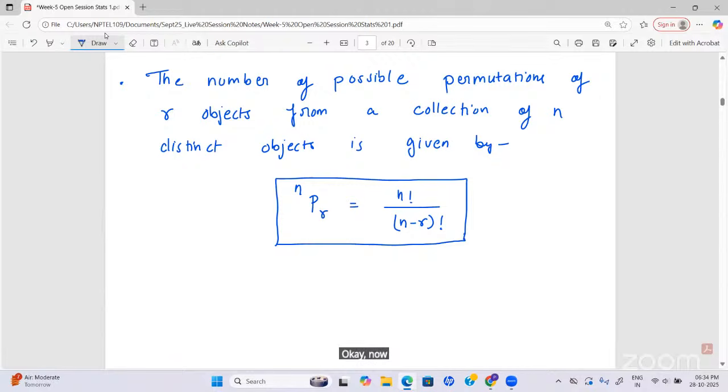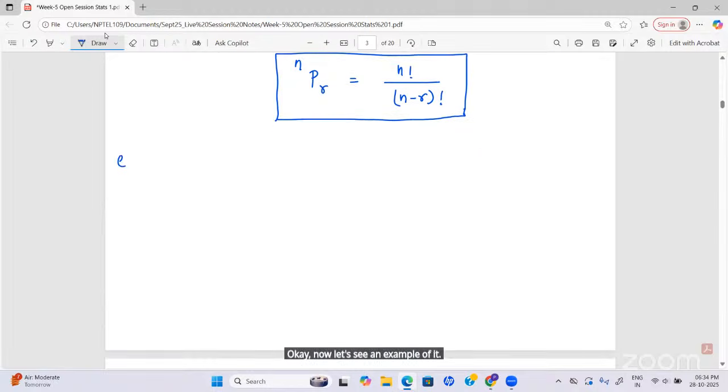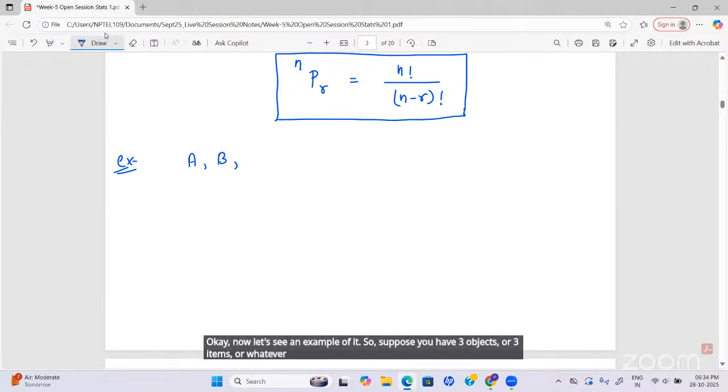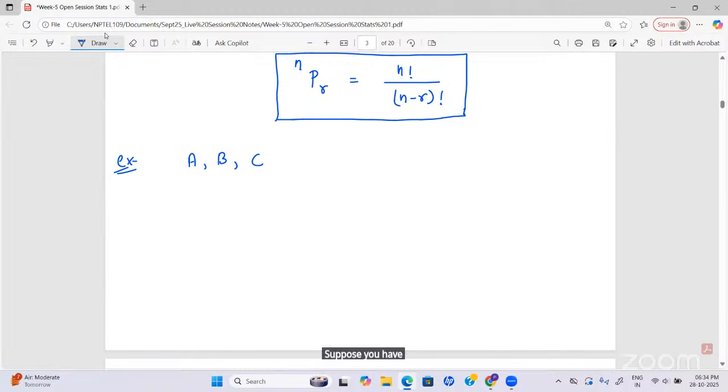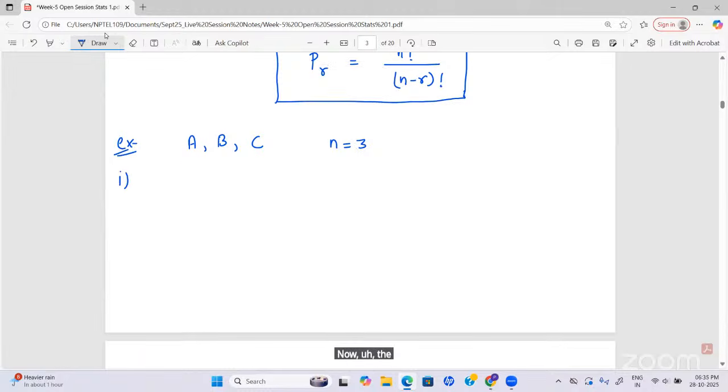Now let's see an example of it. Suppose you have 3 objects or 3 items, A, B, C. So I can write that the value of n is equal to 3. Is this clear? We have total n number of objects, which is 3 here. Now, the first case I will take is that I am selecting all the 3 items and I want to arrange them. So take all at a time.